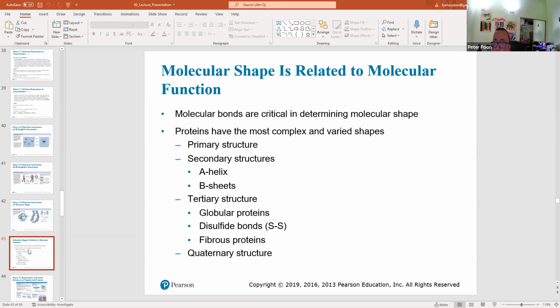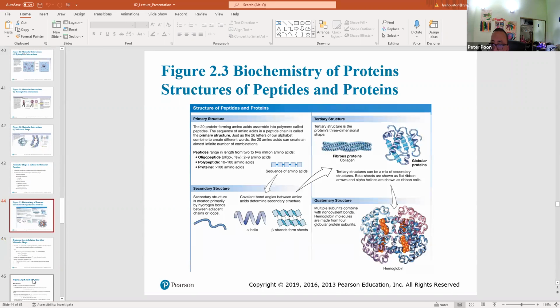So we already talked about this: the alpha helixes, beta sheets, tertiary structure, quaternary structure, etc. We were talking about this in an earlier recording. So make sure you go over what primary, secondary, tertiary, and quaternary structure are.